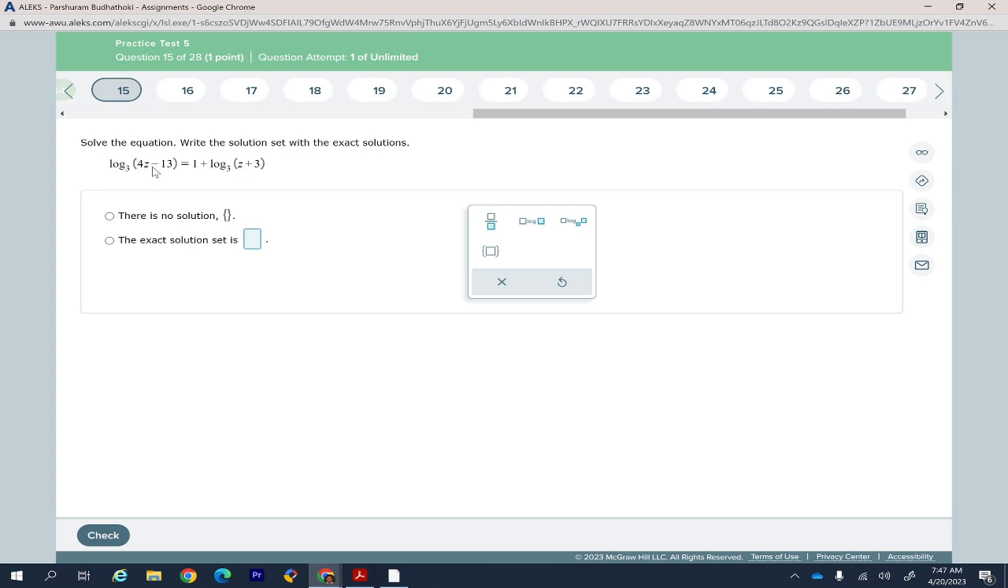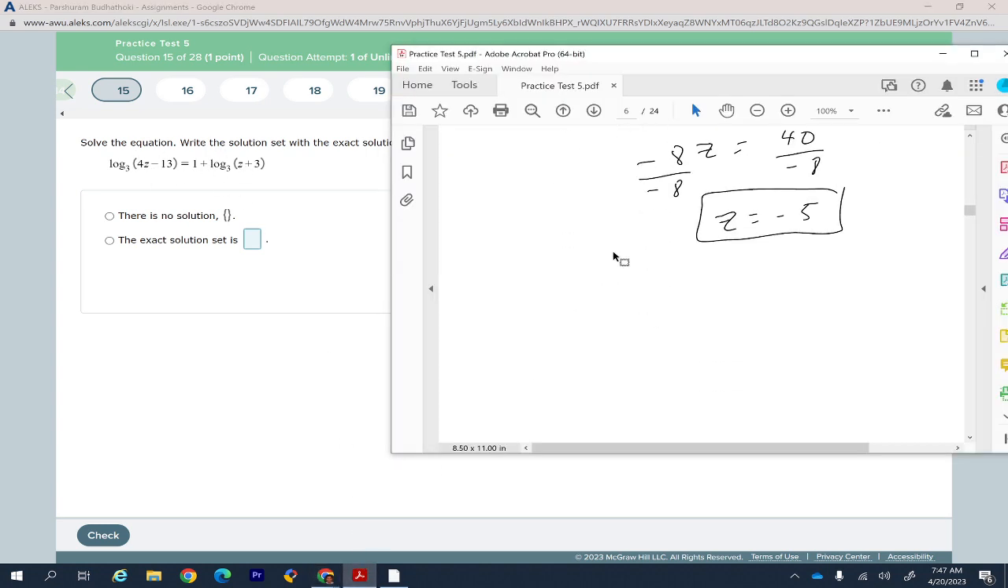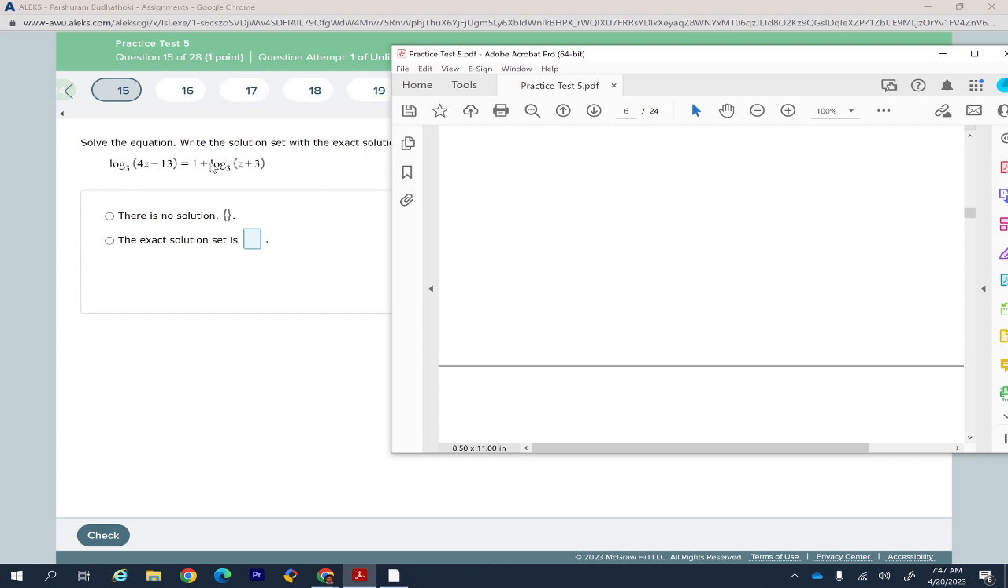Okay, so here you have two log functions. First of all, bring this log function to the other side. By doing that, you can write this as log base 3 of 4z minus 13, minus log base 3 of z plus 3, equals 1. Before solving this log equation, you always have to find the domain for the whole equation, and the domain for the whole equation would be the domain for the first one intersected with the domain for the second one. Intersection means whatever domain you take, that should be true for both of them.